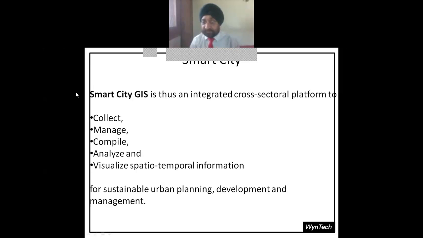So, for example, we get the health data and we know the geographic data. So putting health data on the topographic map, we overlay it, and then we can find out which are the locations that are corona positive, which are the locations that are red zone. How do we identify the red zone, green zone, orange zone, and other zones?